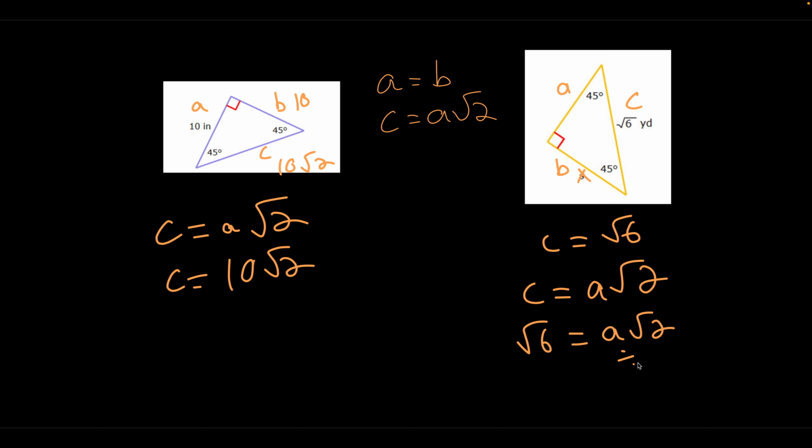And now we solve this like an equation. Divide on both sides to get the A by itself. And we're going to get A is equal to square root of 6 divided by square root of 2. Just divide the number 6 divided by 2 and keep the square root. So we get A is equal to the square root of 3, which means that this is the square root of 3 and this is the square root of 3.